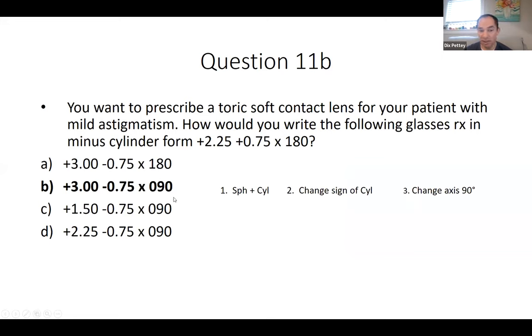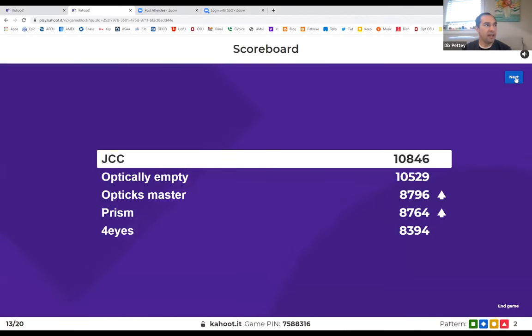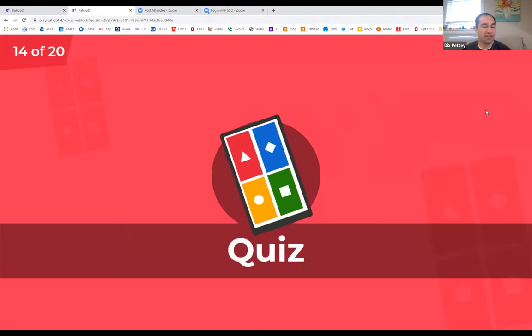I'm curious, did anybody mess up on that without just accidentally hitting the wrong button? Any questions on how to switch from plus cyl to minus cyl and vice versa? I think that's something that could easily show up and also very helpful in real life, if you're switching back and forth between contacts and glasses. Nice job on that one. Okay, here's the next question.